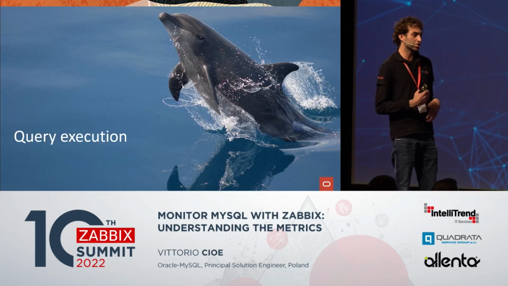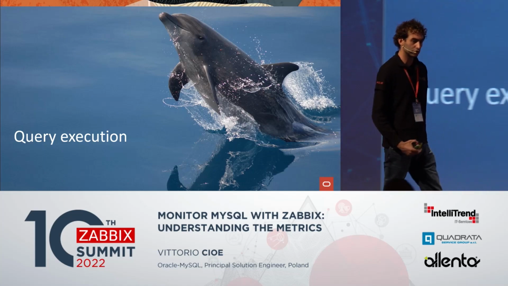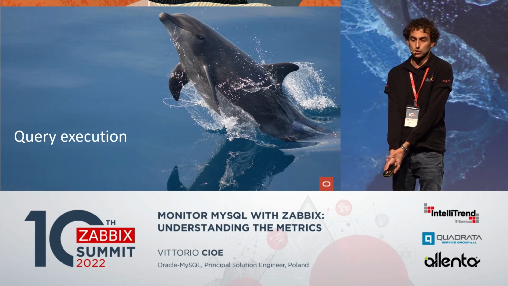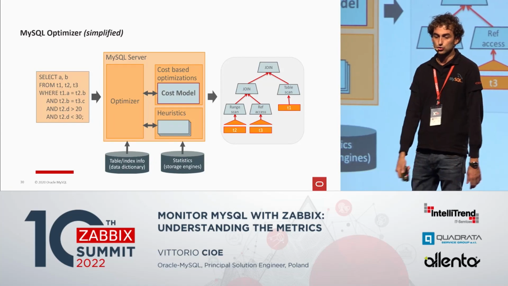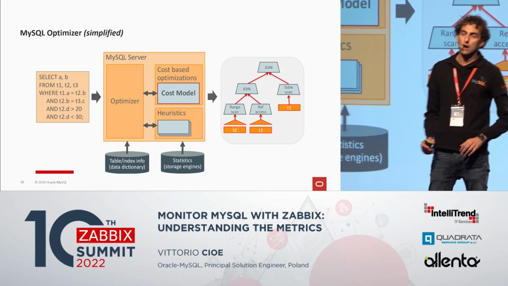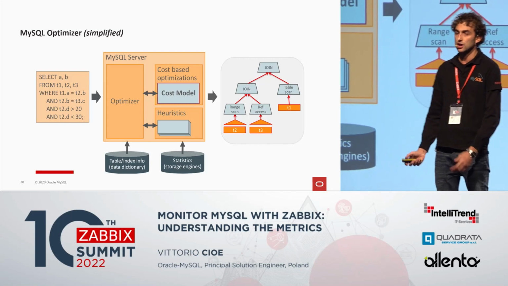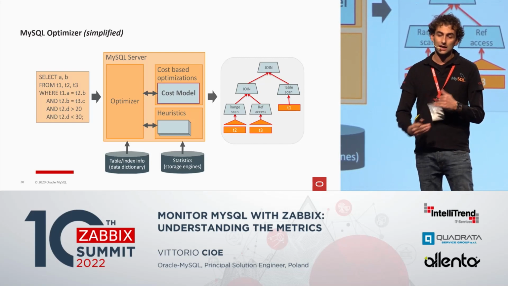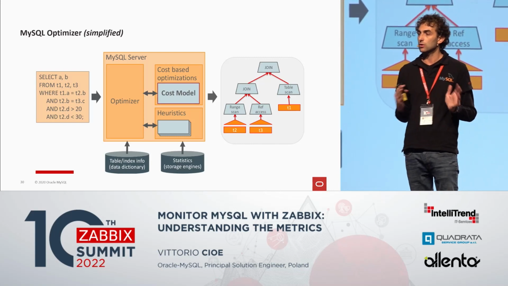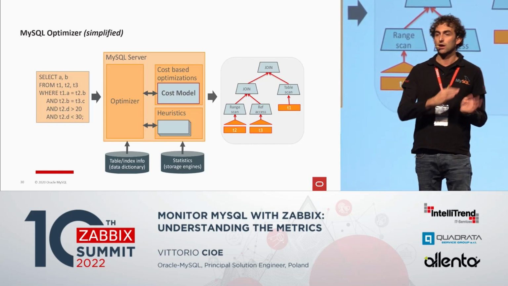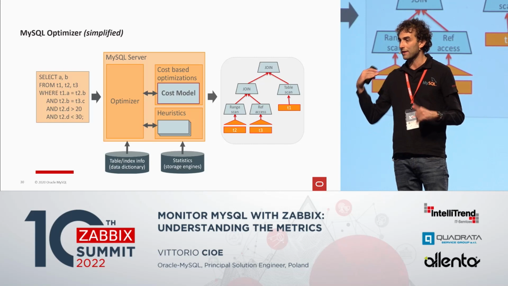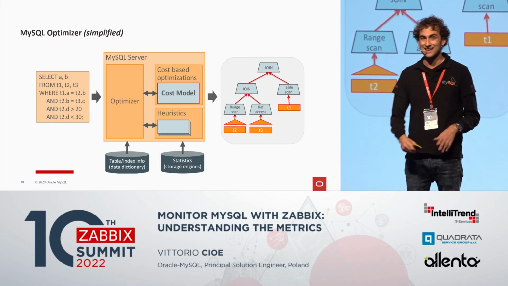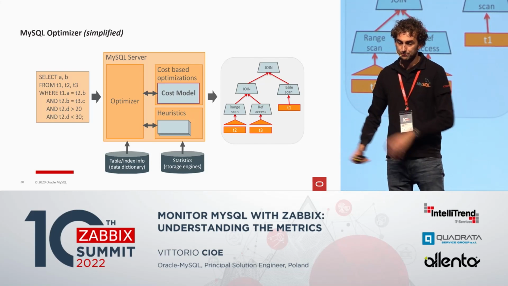Now, let's change topic a little bit, now that we are approaching the end of this presentation, and let's speak about query execution. To understand query execution, we should understand a little bit how the MySQL optimizer works. The optimizer is the object that gets a query and calculates a cost model, so it chooses the best among different possibilities of running a query. That's why different queries after optimization can end up being the same query.